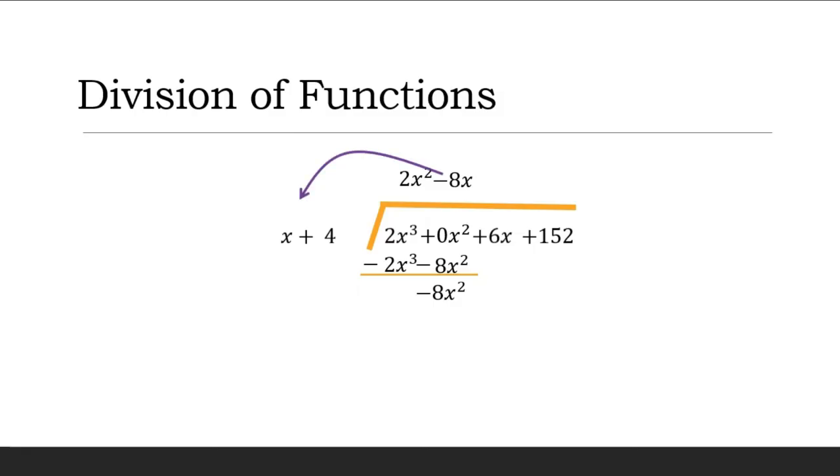Then multiply again to each of the terms outside. Negative 8x times x, negative 8x squared. Negative 8x times 4 is negative 32x. Change the sign. Bring down the 6x so that 32x has its counterpart. Then add, which will become 38x only.